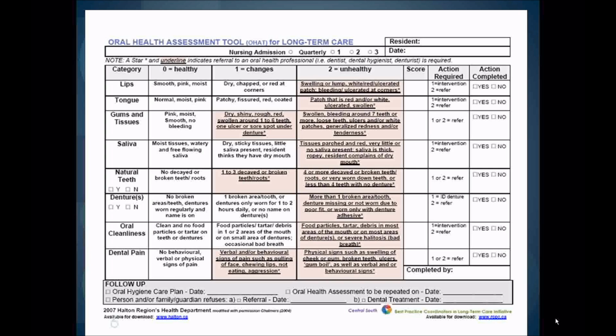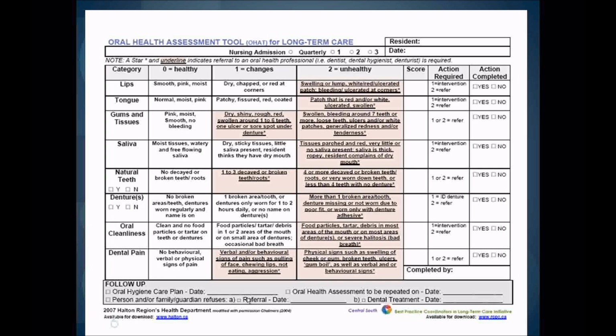It is recommended that an oral hygiene care plan be developed concurrent with the completion of the oral health assessment. The OHAT can provide some of the baseline information required for the oral hygiene care plan. The follow-up section at the bottom of the OHAT provides a reminder that an oral hygiene care plan indeed needs to be completed. It makes sense then that the two tools would be used together.